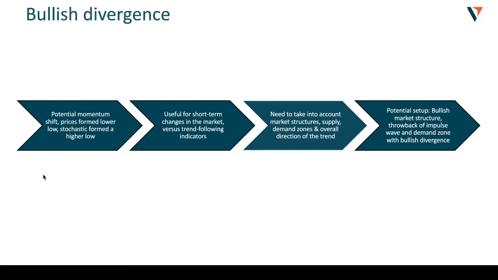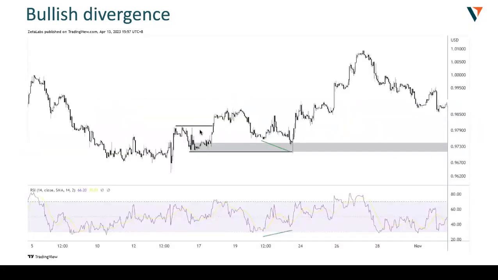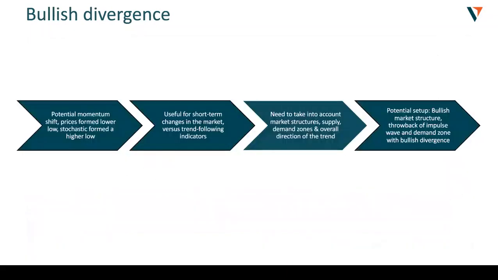So the idea is that price continues to form lower lows. Let me just go back. For bullish divergence, the idea is that price continues to form lower lows. You can see here, price continues to form lower lows and lower highs. So this is in price and it's a bearish move, whereas for RSI, essentially it starts forming higher lows.